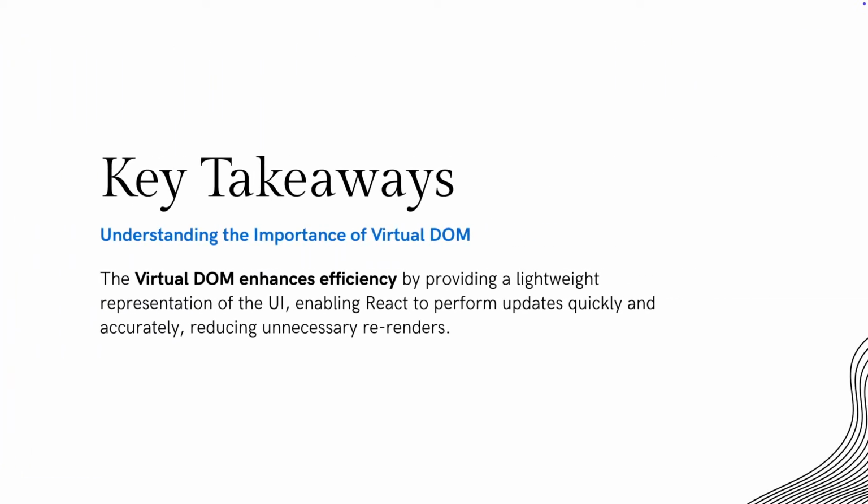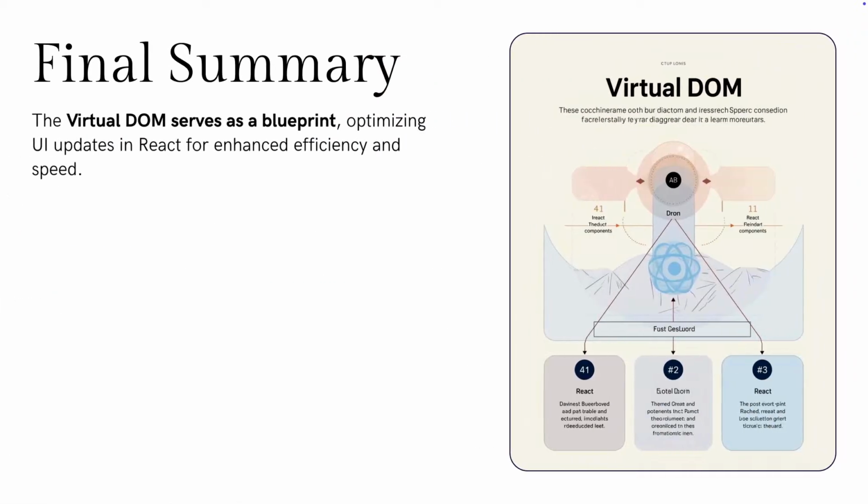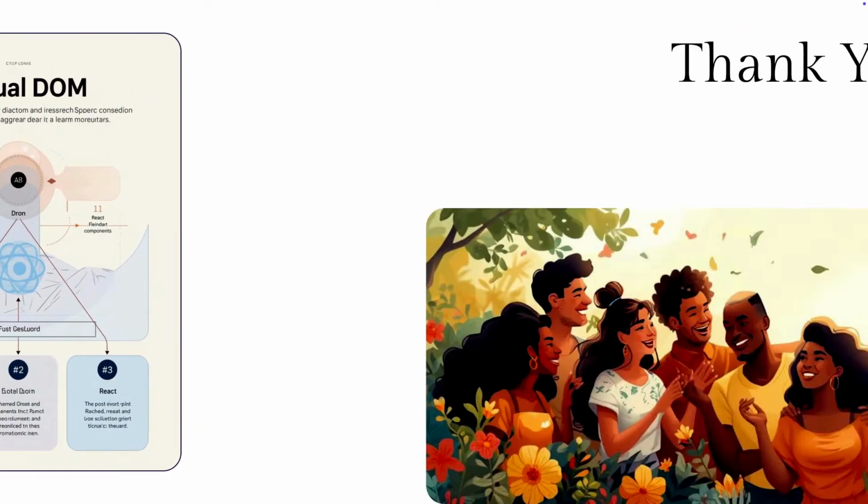So, what are the takeaways? Let's quickly recap. Virtual DOM is not the real DOM, it is a UI representation. It helps React update efficiently, and it improves performance. If you remember these points, you understand virtual DOM. In one simple line, Virtual DOM is a smart blueprint that helps React update the UI efficiently and fast.